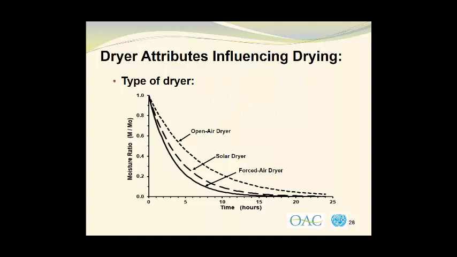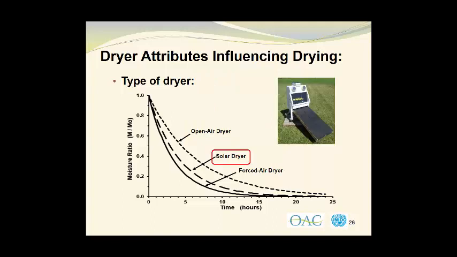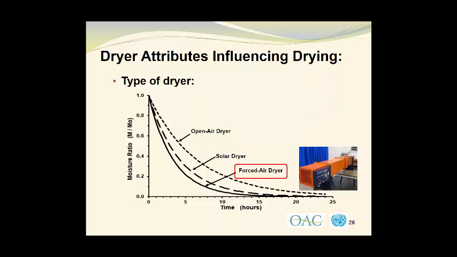In the second case, we'll consider solar drying that was done in a homemade dryer that I have here in our backyard. And what you see is that this dryer will remove moisture somewhat faster than the open-air dryer, and the curve for the solar dryer is shown by the longer dashes. Finally, we have a forced air dryer that was used in our research lab, and that's shown in the photograph. Here, the air was blown across the material at a constant rate and a controlled temperature, and this gave the fastest rate of drying and actually gave us more control over drying than the other 2 methods.